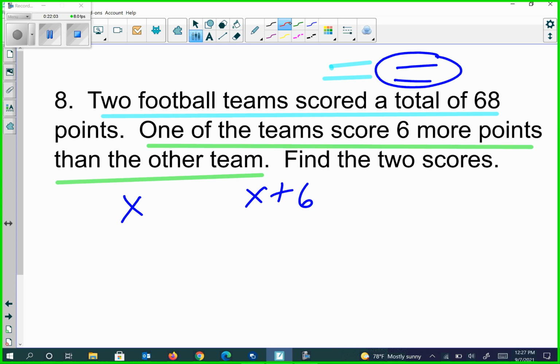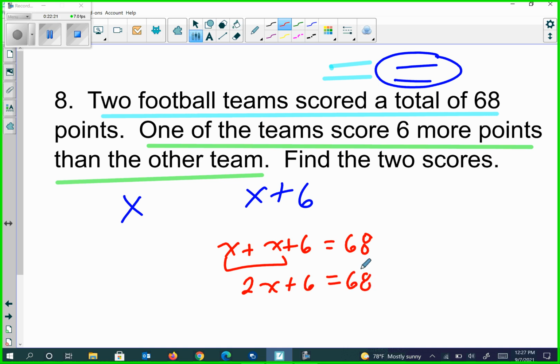Okay. So yeah. 2x plus 6 equals 68. So you add the two scores together, which then you already combine like terms. Now we're ready to start solving this thing. Oops, I wanted that to be dotted. That'll be minus 6 minus 6. Yep. 2x equals 62. 62 divided by 2 is 31. Okay. So you went kind of fast, but that's okay. I understood what you're doing.